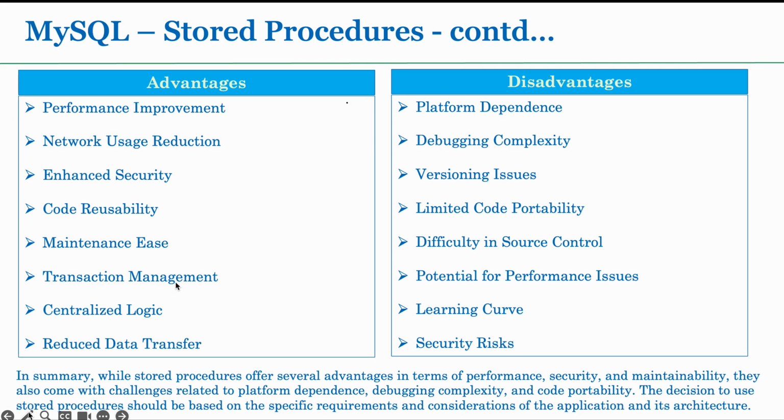Transactions are where you might want to update table 1, table 2 and table 3, and table 3 has to be updated only if table 1 and table 2 are successful, right? When we discuss transaction management in upcoming sessions, we'll have a detailed discussion, but stored procedures really help with better transaction management. As these stored procedures are in a single place, you normally have centralized logic as well, which will also reduce the data transfer for our use case.